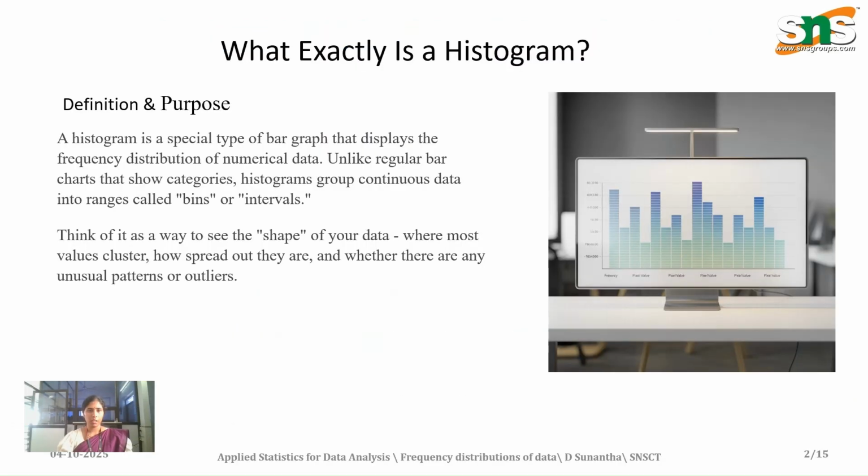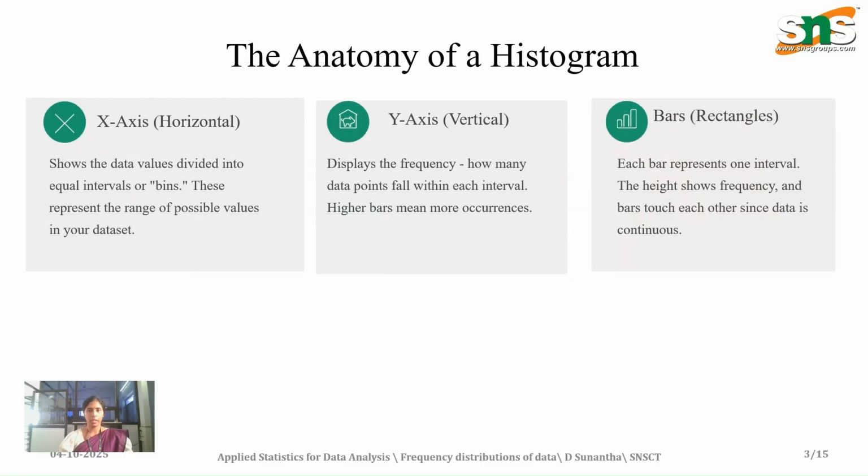A histogram is a special type of bar graph that displays the frequency distribution of numerical data, unlike regular bar charts that show categories. So histograms group continuous data into ranges like bins, intervals, etc. So we can see the clusters of values, how they are spread out, and where there are unusual patterns or outliers.